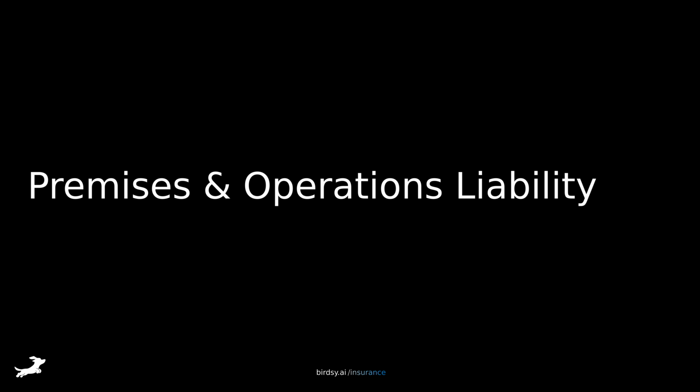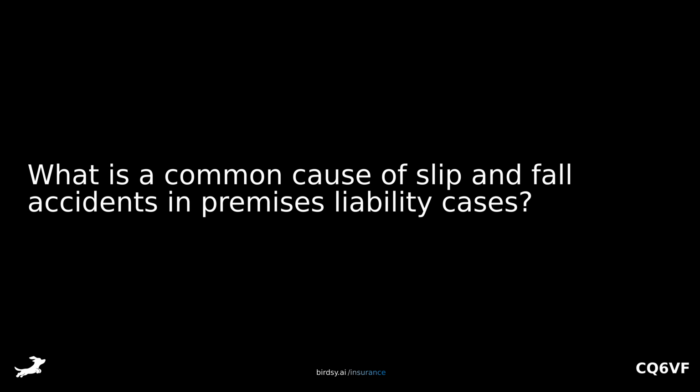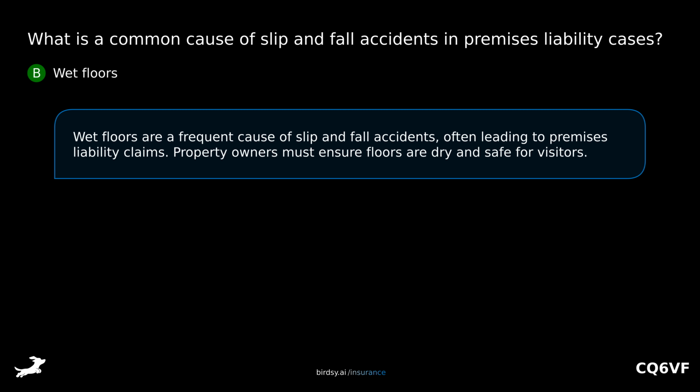Premises and operations liability. Premises exposures: slip and fall, property defects. What is a common cause of slip and fall accidents in premises liability cases? Is it A, poor lighting, B, wet floors, C, loud noises, or D, high temperatures? The answer is B, wet floors. Wet floors are a frequent cause of slip and fall accidents, often leading to premises liability claims. Property owners must ensure floors are dry and safe for visitors.